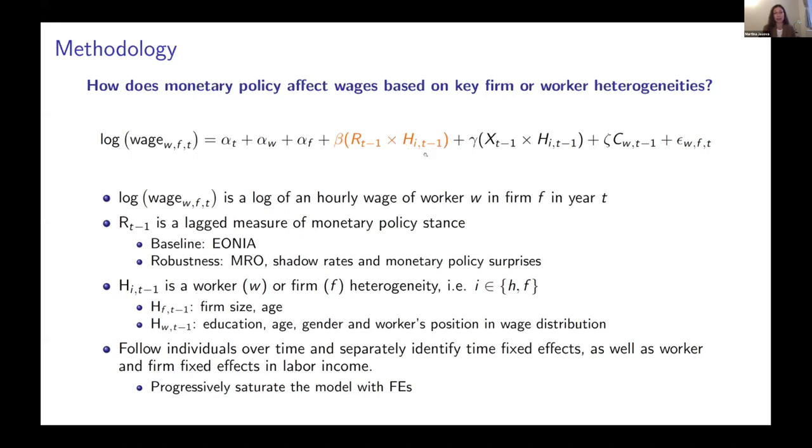Okay, and now finally, the most interesting thing we'll be looking at today is this H, which will be representing a specific heterogeneity. So I'll start by talking about the impact of firm-level heterogeneity, such as the impact of firm size or age, and then I'll talk a little bit about the worker-level heterogeneities. So the specification as such allows us to saturate the model with a set of fixed effects, which basically allow us to follow the individuals over time and separately identify the impact on the wages from their time fixed effect component, as well as the permanent worker-level and firm-level components. And we'll be interested in really just this additional kick that is coming from the changes of the monetary policy.